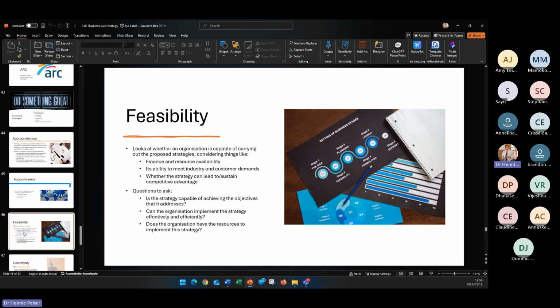So it has to be about what do we have internally again? Is it feasible for us to give the products that we intend to give? And then what does the industry expect from us? And can it give us a long-term sustainable competitive advantage? You can see the kinds of questions that you would ask there.